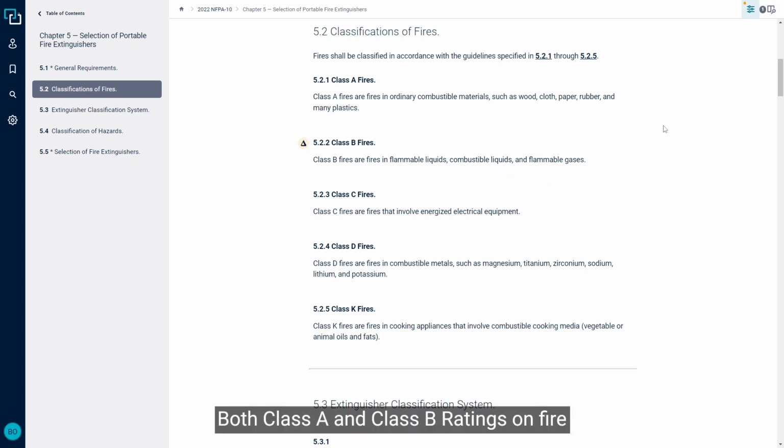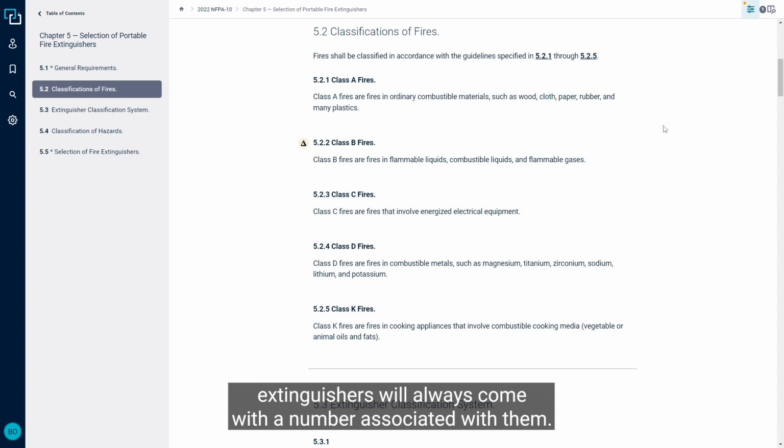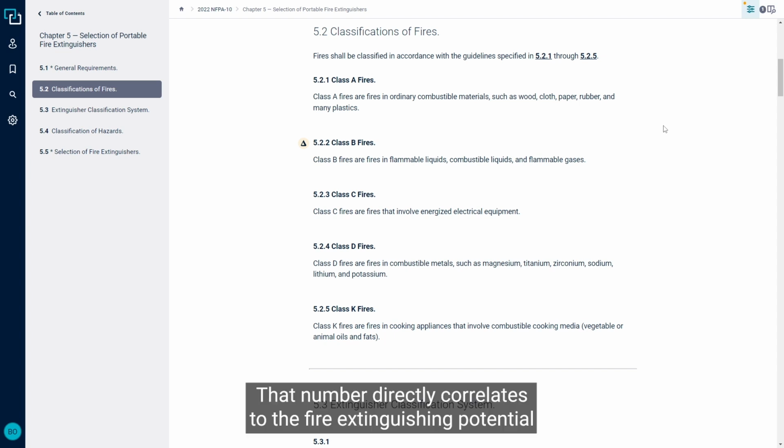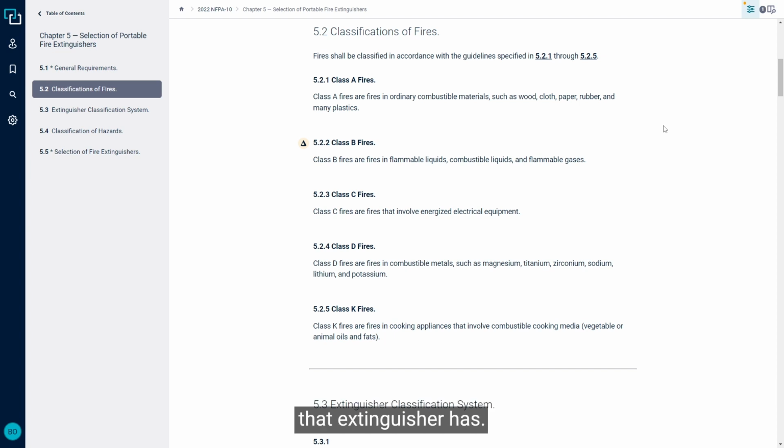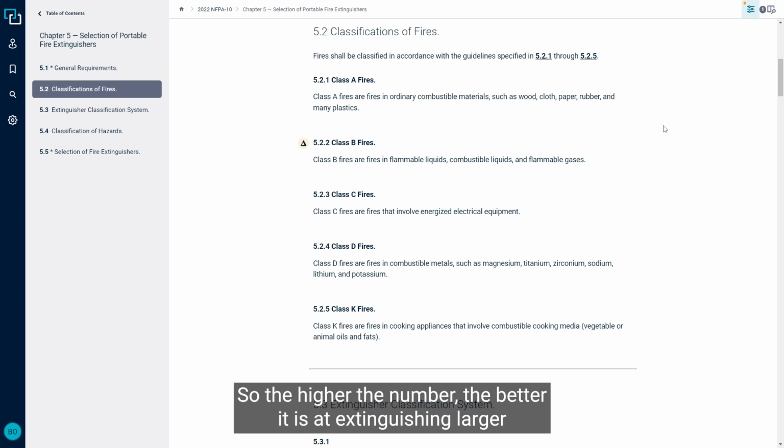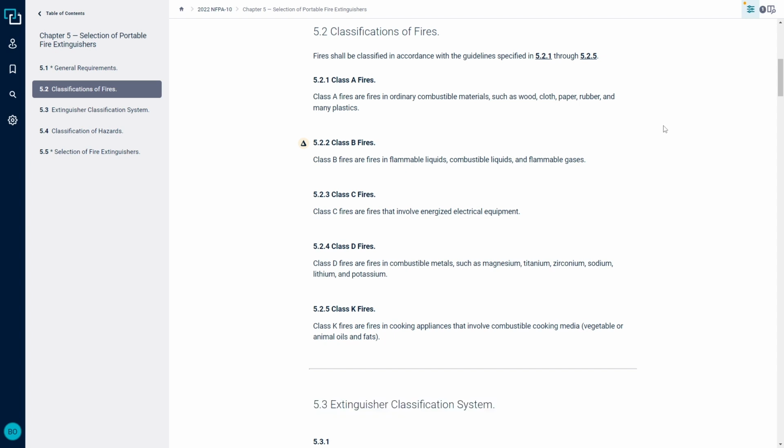Both Class A and Class B ratings on fire extinguishers will always come with a number associated with them. That number directly correlates to the fire extinguishing potential that extinguisher has. So the higher the number, the better it is at extinguishing larger fires of either ordinary combustibles or flammable liquids.